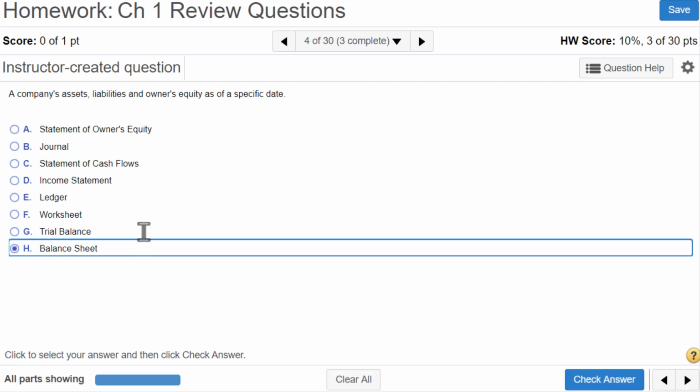Now, some of these questions will have things you've never heard of. You might not have heard of a ledger yet, or a worksheet, or a trial balance. That's because these review questions will also be used in my other classes where they know those things. So if there's a term that you don't understand, that's fine. Just don't choose that one.